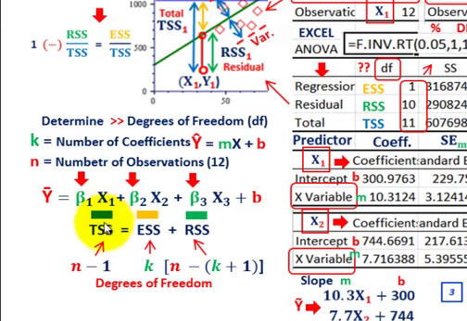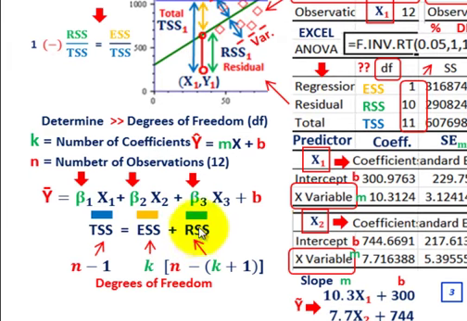So for TSS, that total sums of squares, it's really n minus 1, where n is the number of observations or data points. So for TSS, we had 12 minus 1, which gives us 11, just as the software package is showing. And then for our residual sums of squares, first understand that TSS, total sums of squares, equals ESS, explained sums of squares, plus RSS, the residual sums of squares. That is the relationship we're looking at.